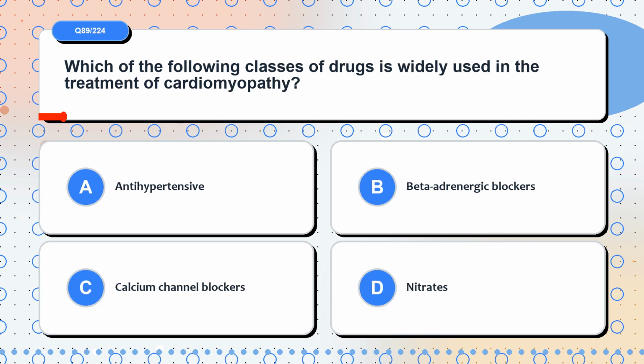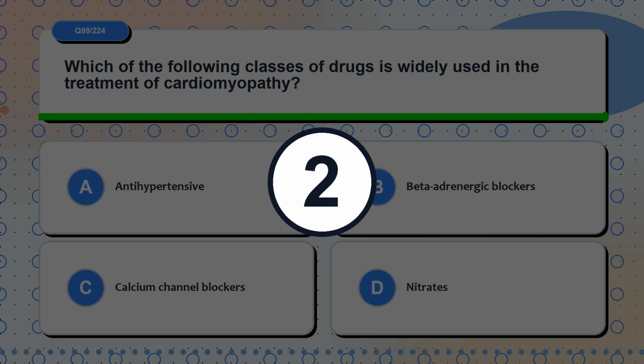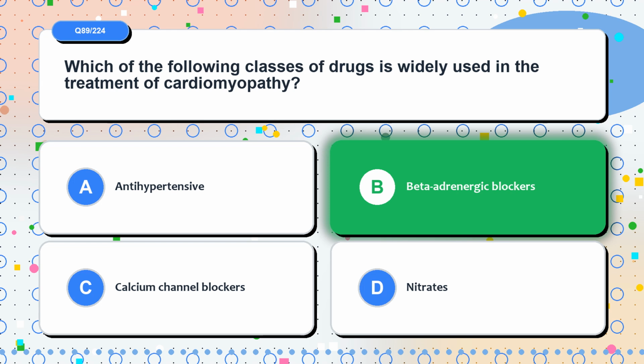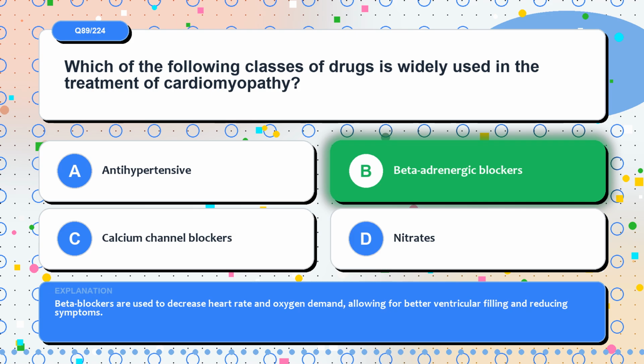Question 89. Which of the following classes of drugs is widely used in the treatment of cardiomyopathy? Here are the options. Option A. Antihypertensive. Option B. Beta-adrenergic blockers. Option C. Calcium channel blockers. Option D. Nitrates. The correct answer is option B. Beta-adrenergic blockers. Beta blockers are used to decrease heart rate and oxygen demand, allowing for better ventricular filling and reducing symptoms.